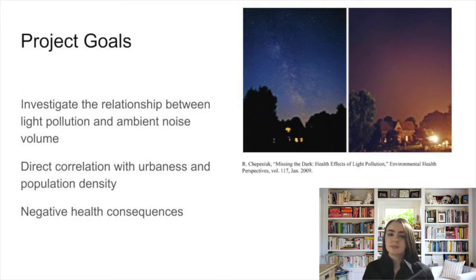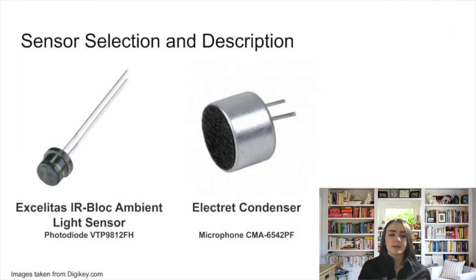What we expected was that urban areas with denser populations would have more pollution. Health consequences as a result of light and noise pollution range from increased irritability to even cardiovascular issues. We had two desirable sensors, microphone and light sensors. So what we expected out of our microphone was that it would have no built-in filters, as well as being sensitive from the 20 hertz to the 20 kilohertz range, which is the frequency range of human hearing.